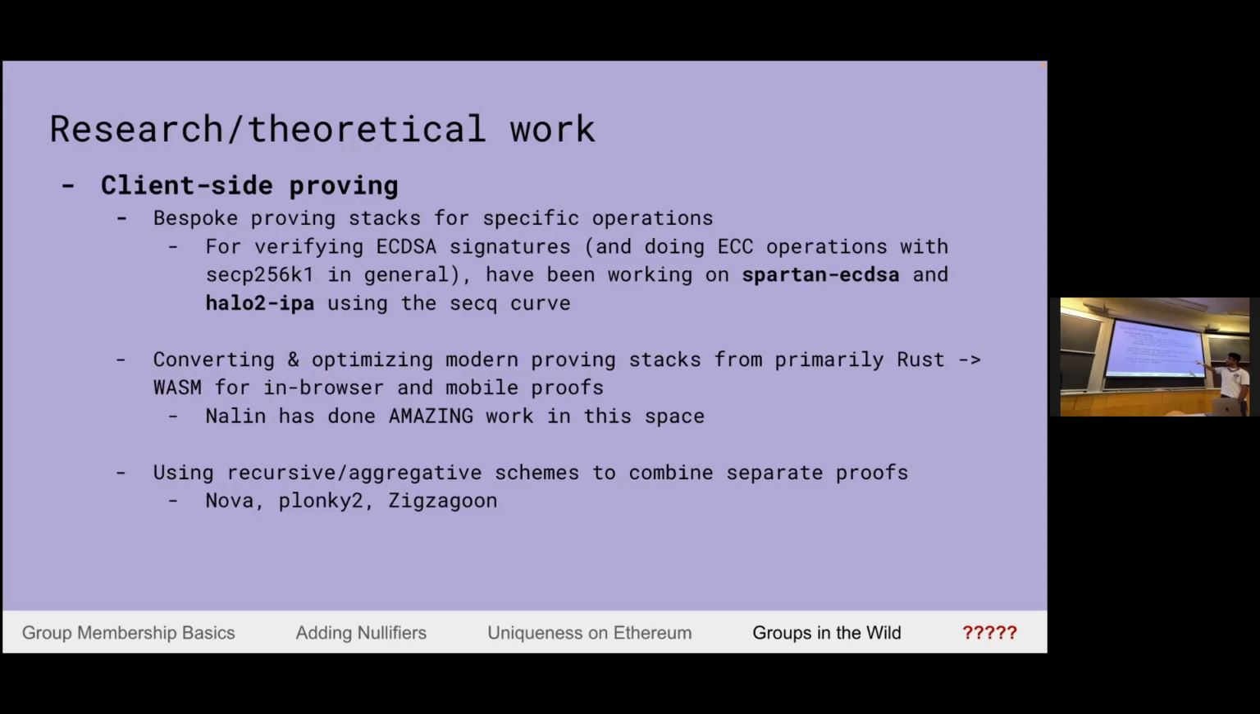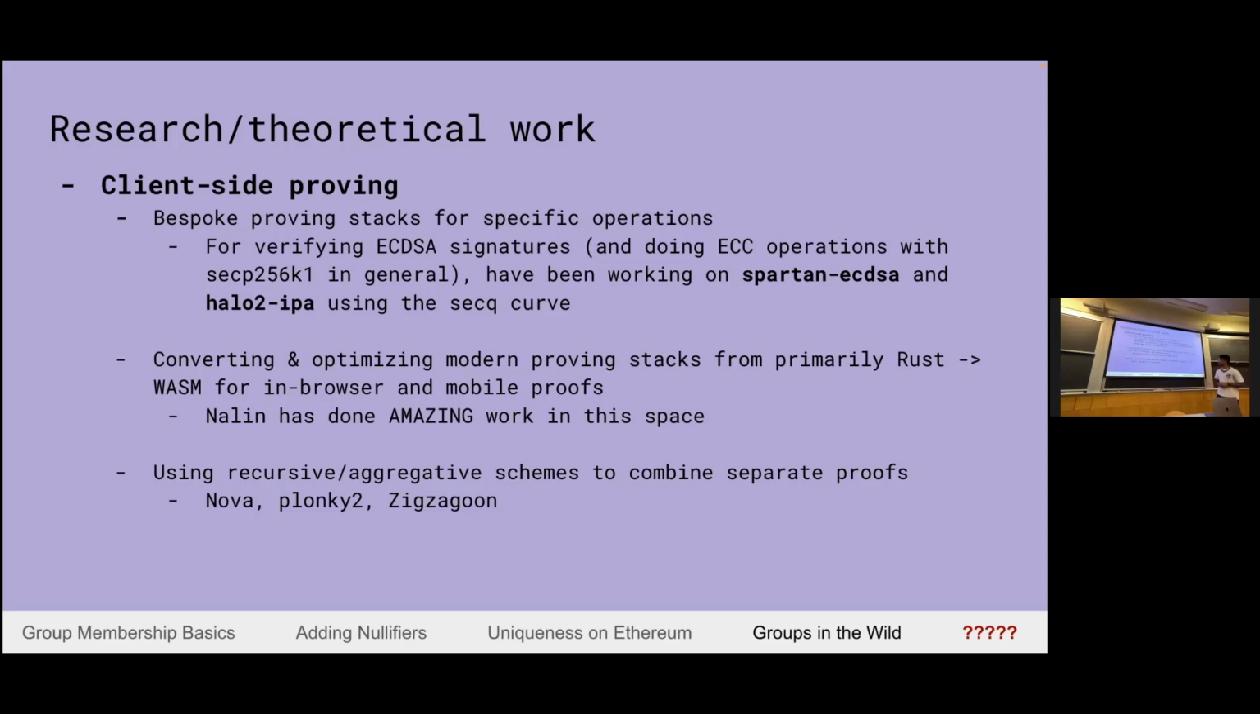Another big thing is that we have all these new amazing sparkly proving stacks, but a lot of them are written in Rust, and they're mostly built for running on actual machines or huge AWS instances. So there's a lot of work around first converting all this into a form that browsers can use, likely WASM, and then doing further optimization based on the specific environment WASM is running in. And Nolan, who I think was here at some point, he's in the back, has done a lot of amazing work in this realm. He's converted Halo 2 into WASM. This weekend he just shipped a version where Nova can be used in WASM, or at least this one compiler.